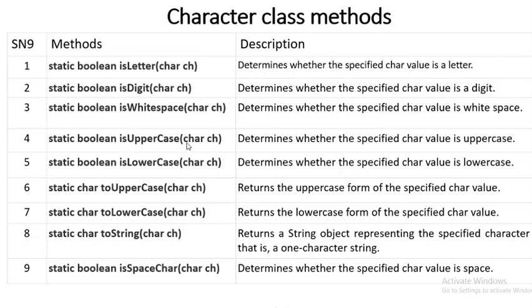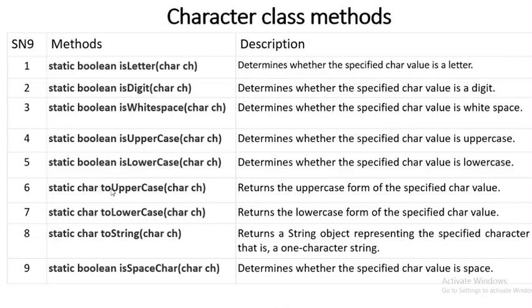Boolean isUpperCase(char ch) determines whether the specified character value is uppercase. That means if this ch is an uppercase character, the return will be true, otherwise false. Next, the return type is boolean, the method name is isLowerCase, with a char argument. If this ch is holding a lowercase character, the return will be true, otherwise false.